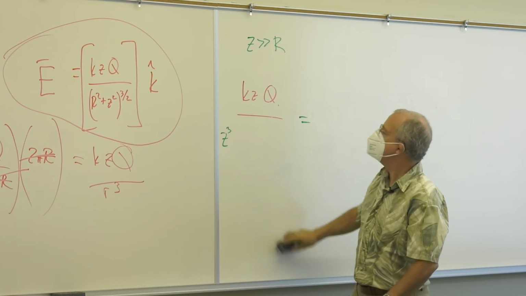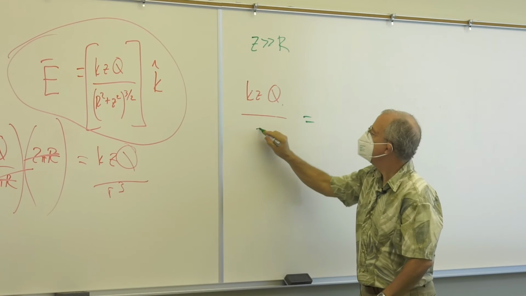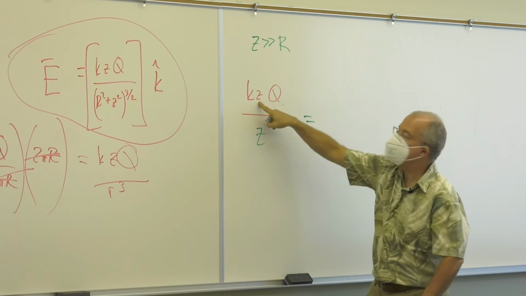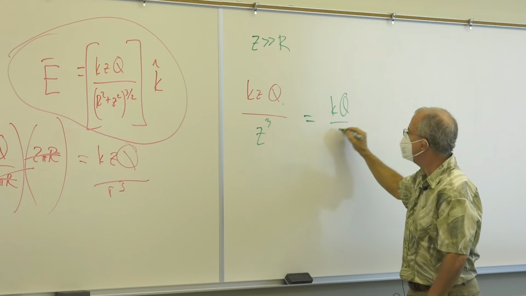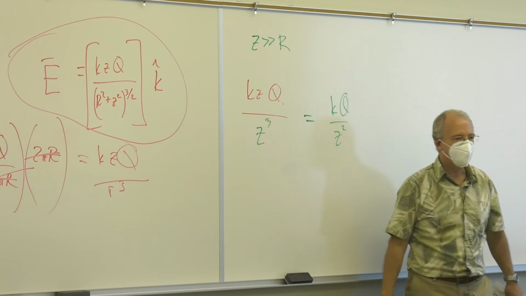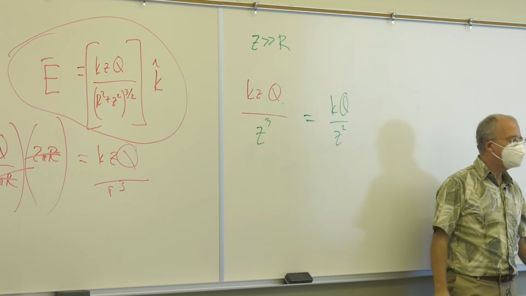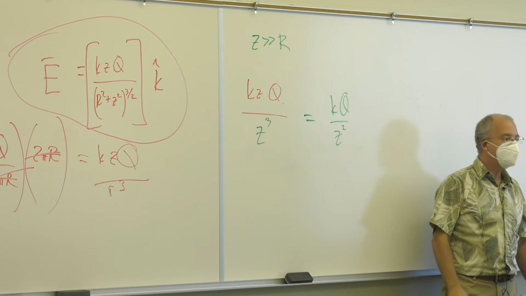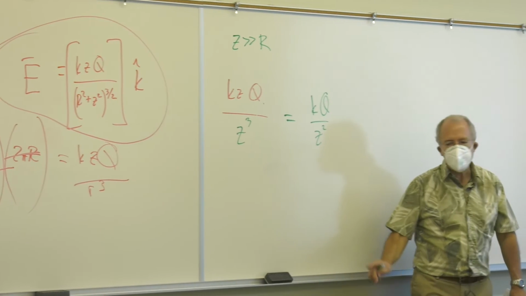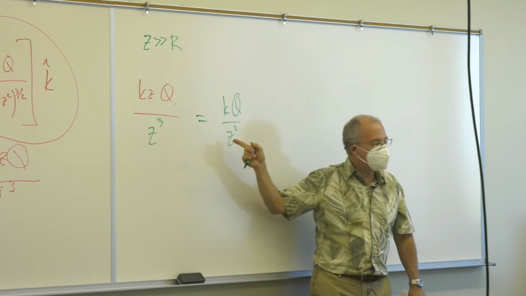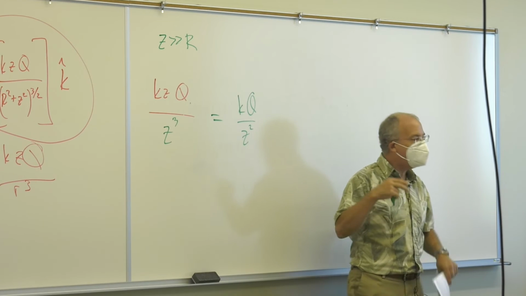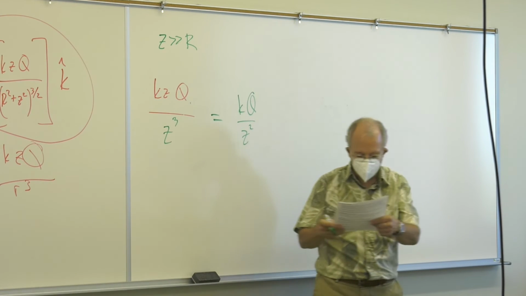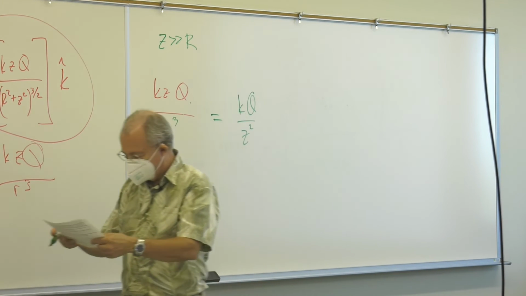So I have a z cubed on the bottom, but I have a z up top. So that's just going to be kq over z squared. Woohoo! That's what we wanted, right? The E field of a point charge. Now again, this doesn't prove our answer is right, but if this didn't work, we know we're wrong. Okay? All right. Awesome.